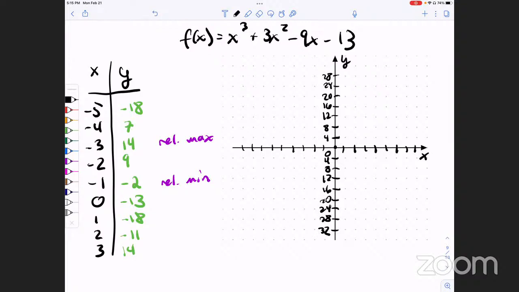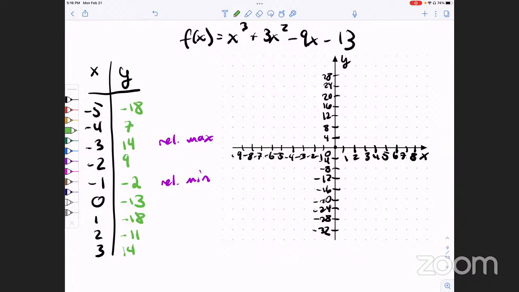And then on the x-axis, I think we went like this: 1, 2, 3, 4, 5. These are our negative values. Okay. So then let's plot these points.